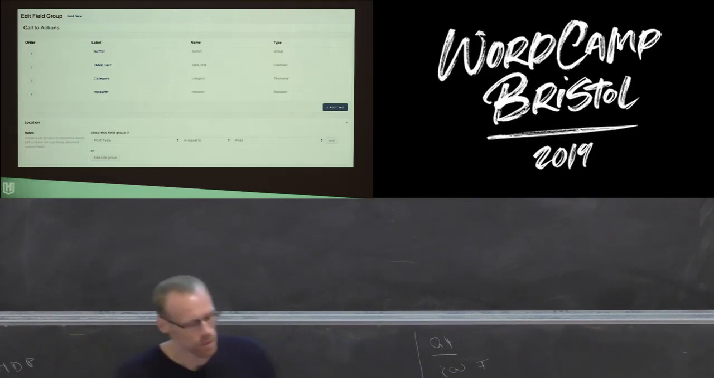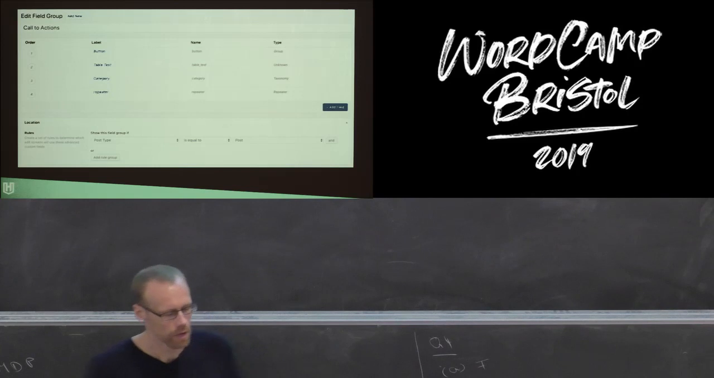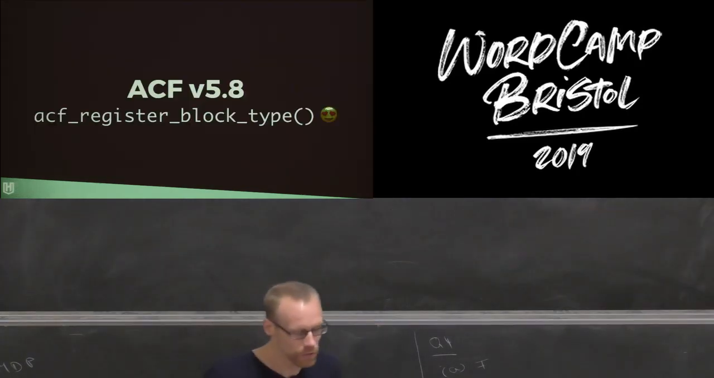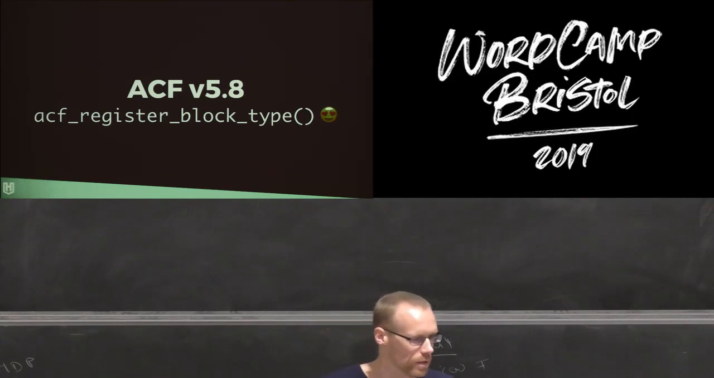So, about a week ago, and this was a long time in the making, a new version of Advanced Custom Fields was released. It was version 5.8, which is the very latest one. Now, this was in beta and release candidate for a long time, going back probably about 3 or 4 months at least, maybe even further than that.